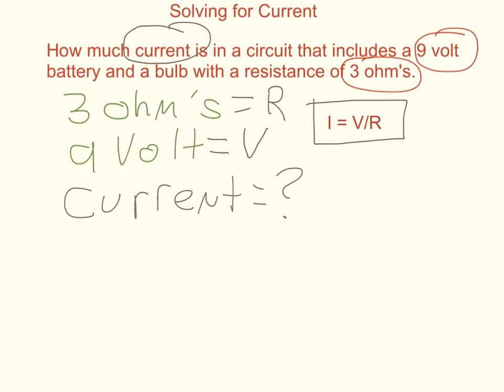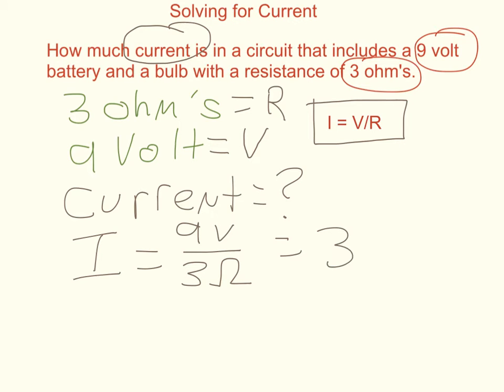So now all I have to do is substitute into the equation. So I have I is equal to V, which is 9 volts, and then divide that by my R, which is 3 ohms, and that gives me an answer of 3. And I'm solving for current, so my unit is going to be amps. And I'm going to put a box around that to show that that's my final answer.